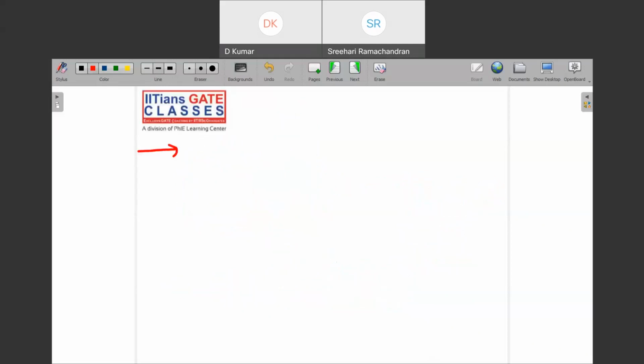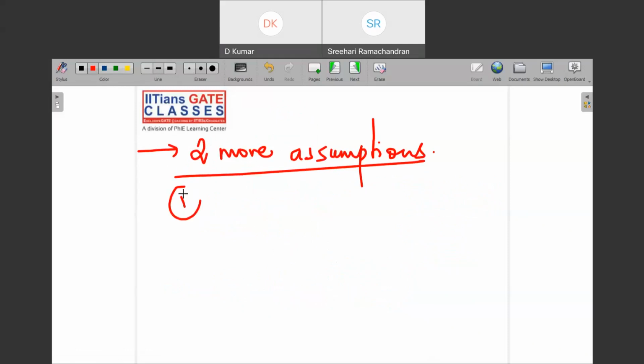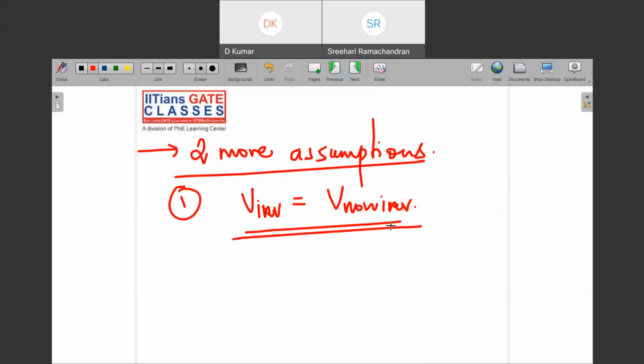Two more important assumptions you have to keep in mind while solving questions under negative feedback. The first one you have to consider is that V inverting must be equal to V non-inverting, right? This condition is known as the virtual short concept. But this condition is only applicable when your op-amp is not saturated. If op-amp is saturated, then the virtual short concept fails, right? Remember all this.